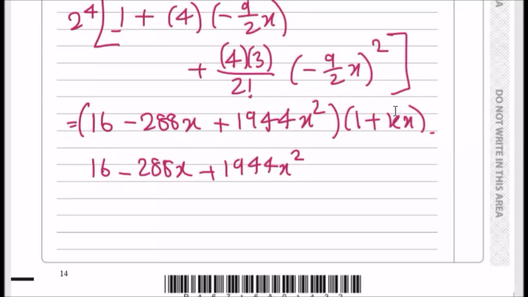Next, we're going to multiply by kx, and we're only going to stop after it reaches x squared. So times all this by kx, you're going to get first 16kx minus 288kx squared plus, and that's it. The next one will give you a cubic answer.